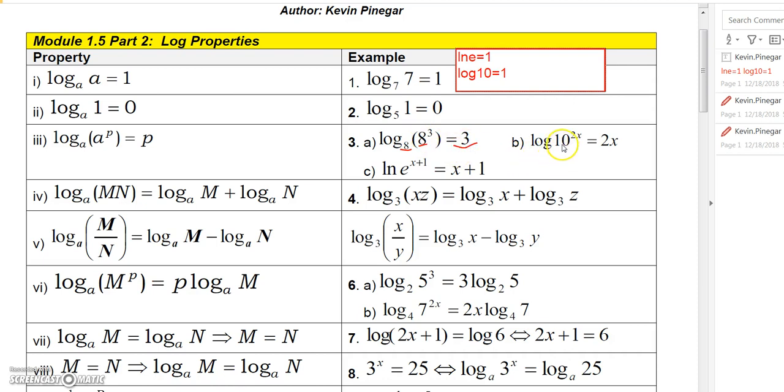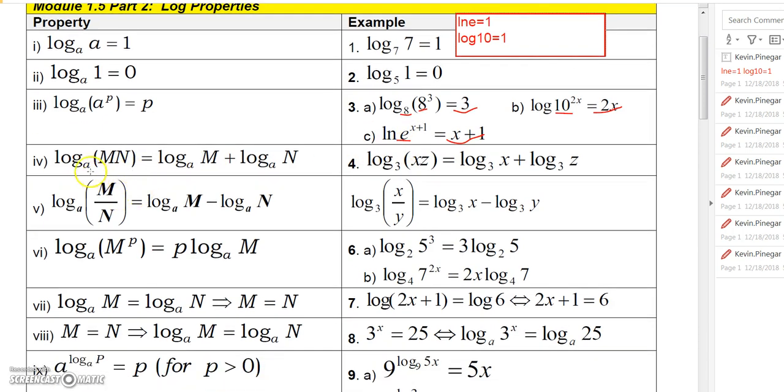Now in this example I have the common log of 10 to the 2x. The base of this exponential expression is 10, and it's assumed that the base of the common log is 10. Since those two bases are the same, the result would simply be the exponent 2x. And here the base is e, and the natural log is assumed to have a base e, so the result of this log would just be the power x plus 1.